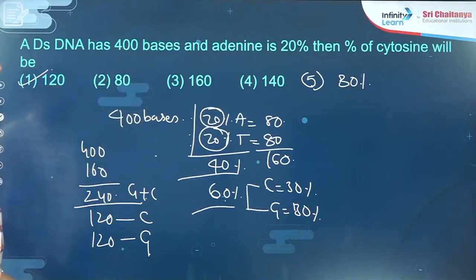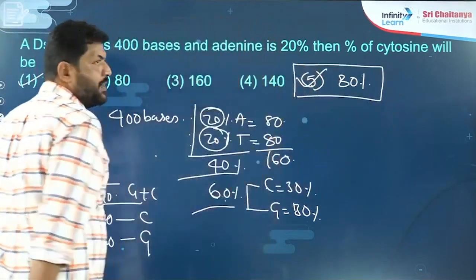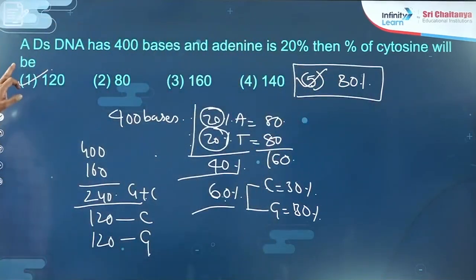For the fifth option I have taken 30%. If he is asking about the number of cytosines, then 120 will be correct. If he is asking about the percentage of cytosines, then it will be 30%. Was it clear? Shall we go for the next question?